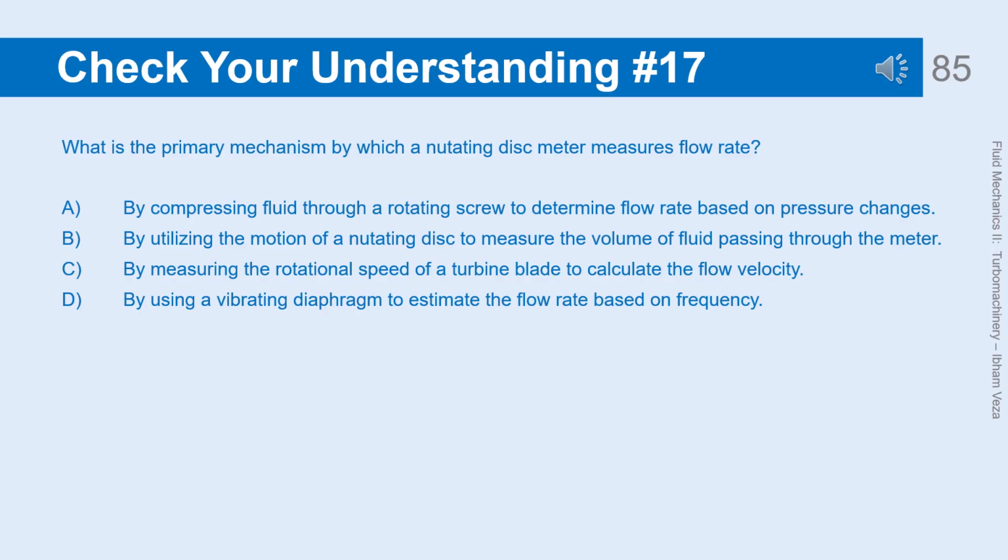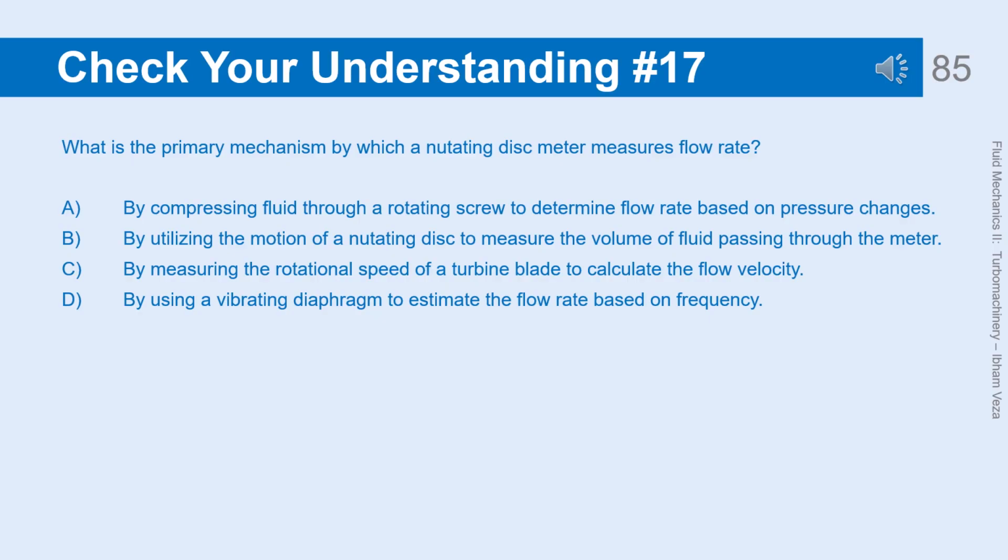Correct answer. B. By utilizing the motion of a nutating disc to measure the volume of fluid passing through the meter. Explanation of incorrect options. Option A. Nutating disc meters do not compress fluid or use screws. They rely on the motion of the disc to measure volume.